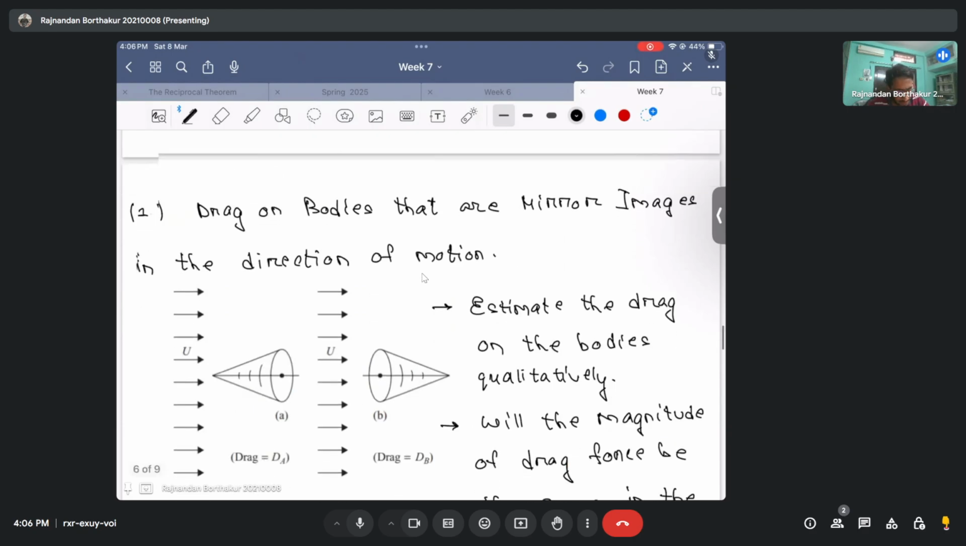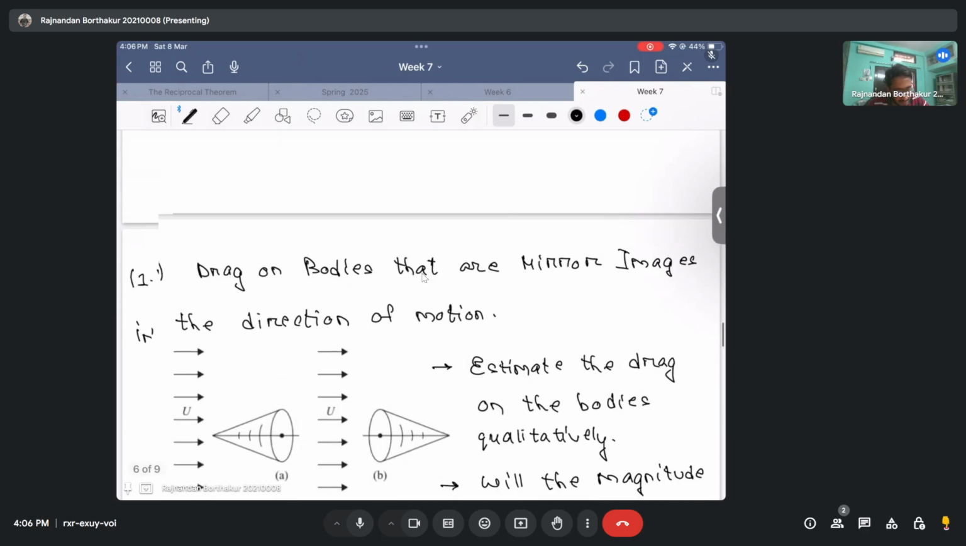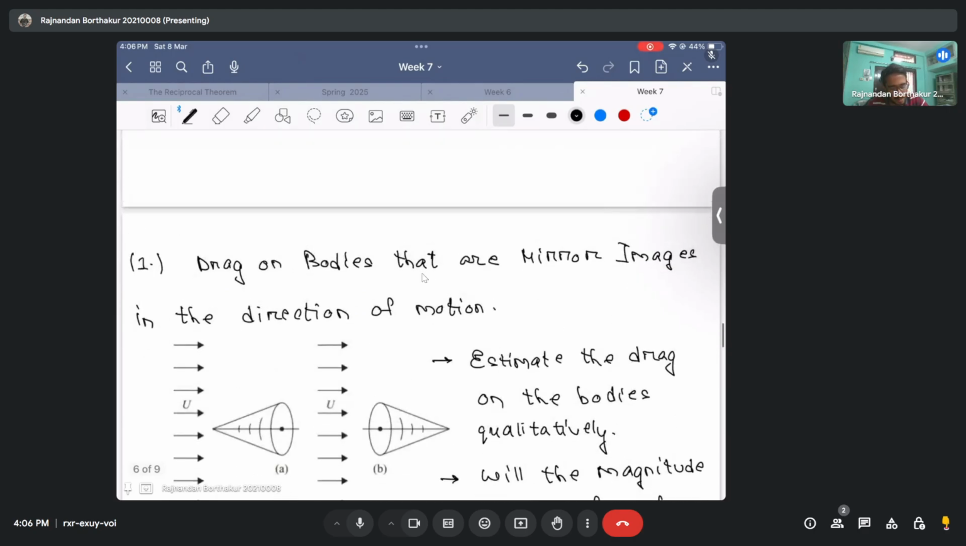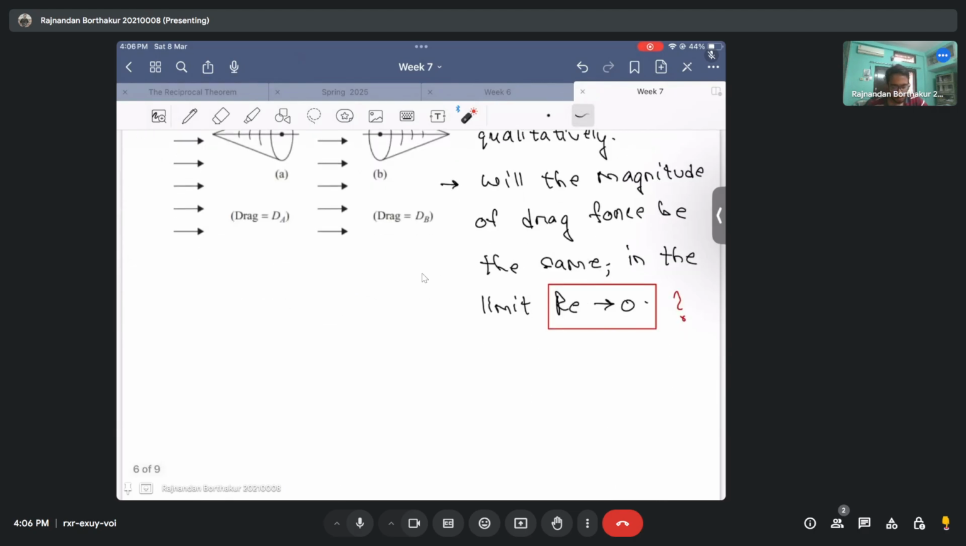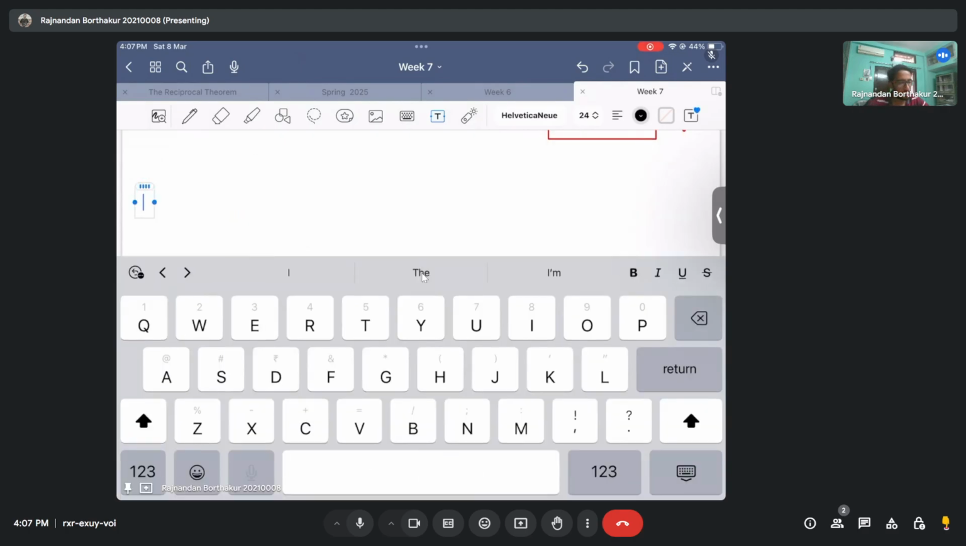I have taken this example from the book by L. Gary Leal. I'll write it down here. It's important to duly cite it. There is this book called Advanced Transport Phenomena, and this is from that book.